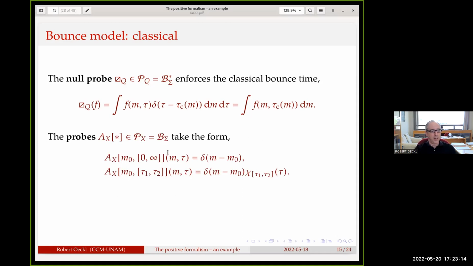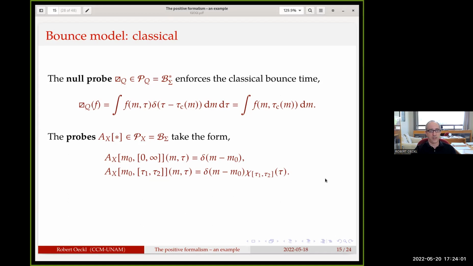Now the probes that correspond to the measurement, the one where we don't specify the bounce time, is just the delta function that enforces the specific shell mass that we fix. We call this M0 here. And if at the same time we restrict the bounce time to be in an interval, that would just correspond to multiplying with the characteristic function for this interval of the bounce time. And now you can just plug these functions into this formula here. So the pairing between these probes just consists of inserting these functions into this functional here.